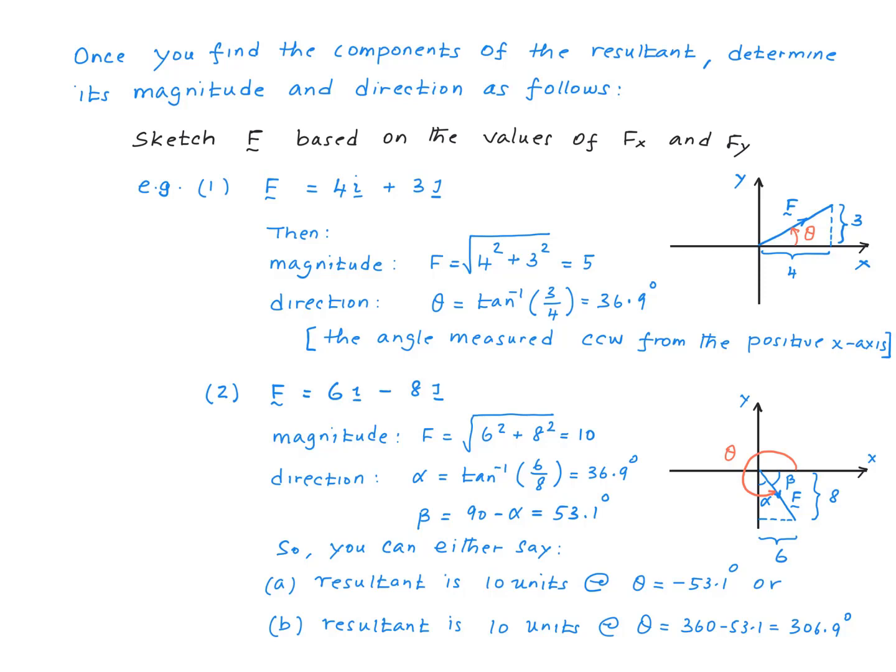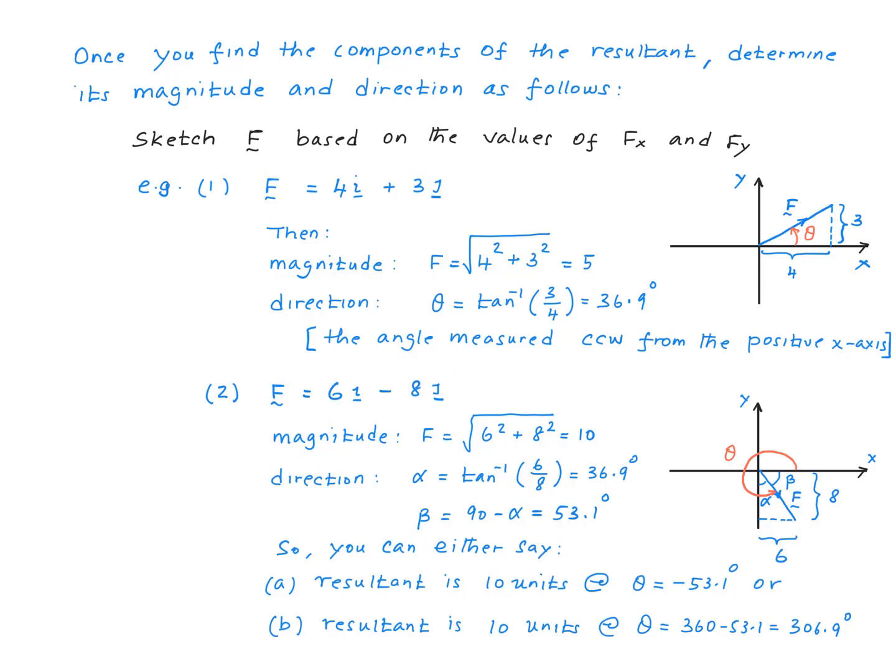The standard method of representing the direction is to use this angle theta, which is measured in the counterclockwise direction from the positive x-axis, right? So let's go ahead and find that angle. Theta, by looking at this right triangle, is tan inverse of 3 over 4. So we get a value of 36.9 degrees for that. And therefore, the direction is represented by theta, which is 36.9 degrees.